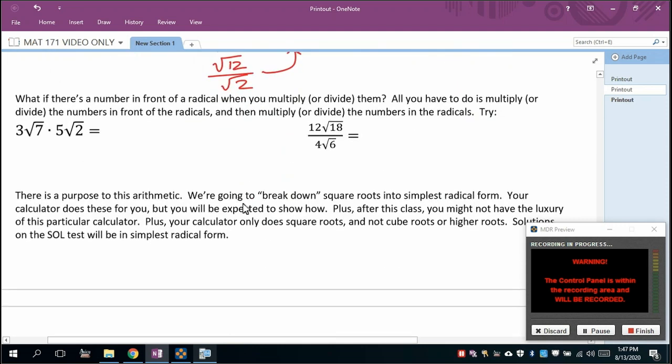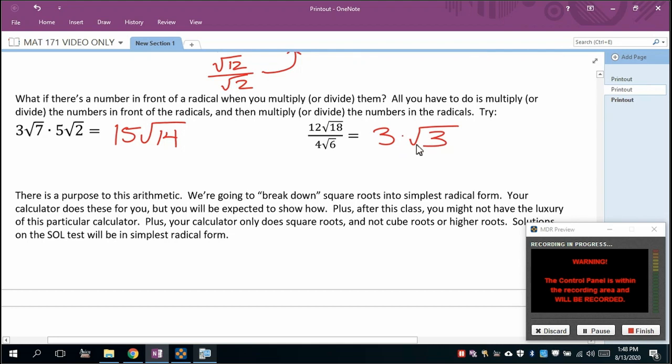Now, if there's numbers in front of radicals, when you multiply or divide them, you multiply wholes by wholes, radicals by radicals. And the same thing goes with division. So this would be 15 times the square root of 14. This would be 3, 12 over 4 is 3, times the square root of 3.